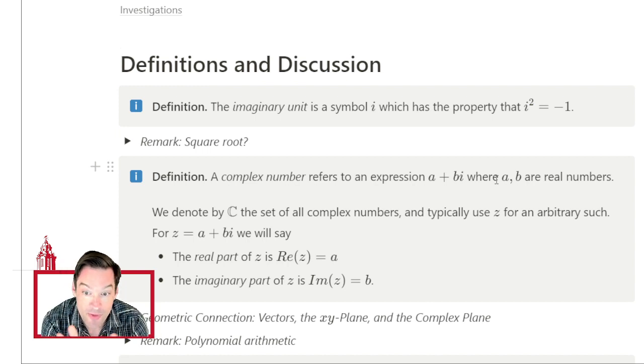And it's worth noting that the real part and the imaginary part of a complex number are both real themselves, right? So the imaginary part of 3 plus 6i would be 6, the real number 6, not 6i. So that's what complex numbers are. We use a blackboard bolded C to denote the set of all complex numbers.